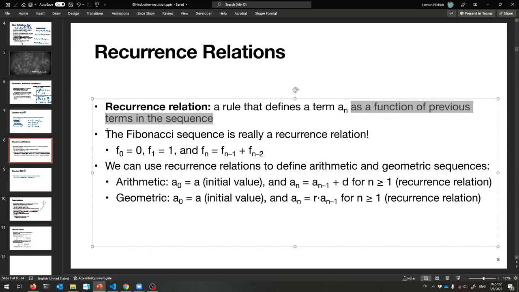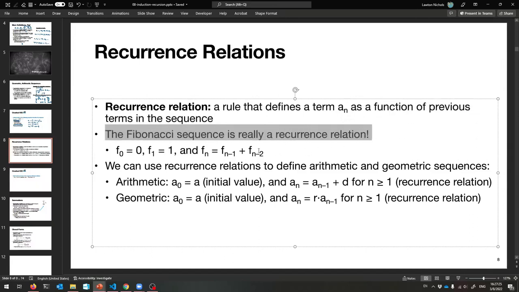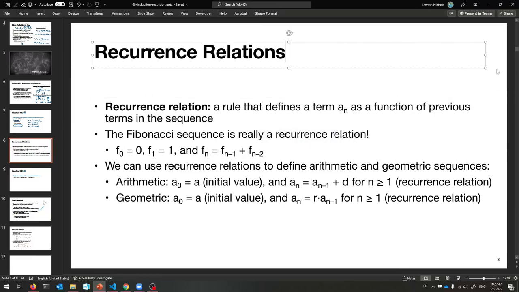So here is a very nice sequence that is a recurrence relation. The Fibonacci sequence is secretly a recurrence relation because if you give those two starting elements, f0 and f1, as your little base cases, then the next element, fn, is always equal to fn minus 1 plus fn minus 2. It's a function of the previous terms. Isn't that so cool? That is what it means to be a recurrence relation.